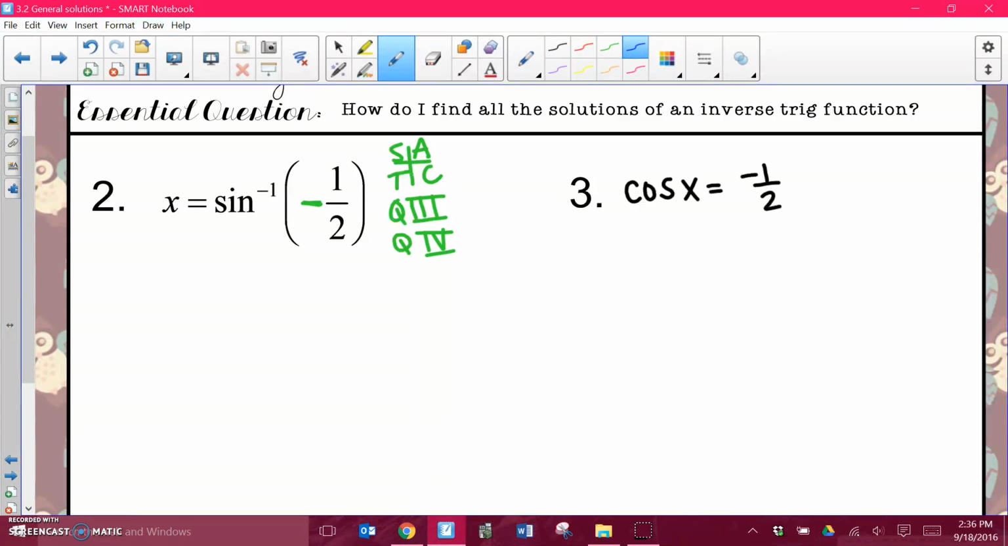So my first thing, now that I have an idea of what I'm looking for, is to draw my triangle in the correct quadrant. My first one's in quadrant 3, so I'm going to go ahead and draw that in there. And I'm looking for this one also in quadrant 4. I'm going to actually start in quadrant 4 just because it's over here.